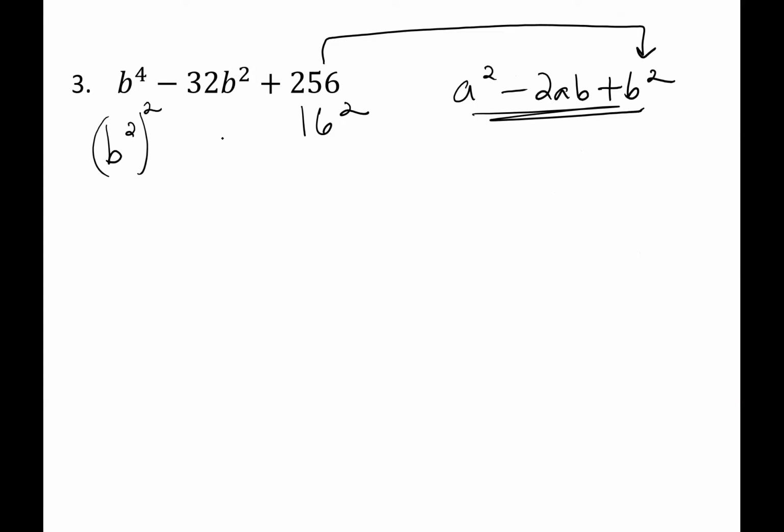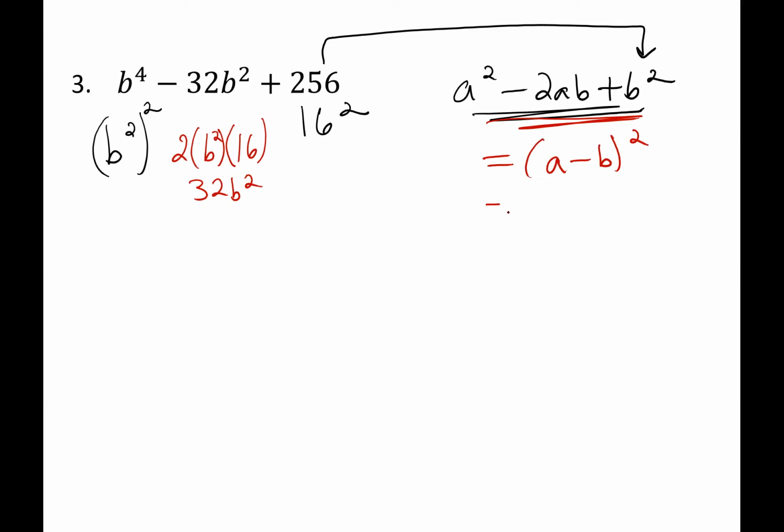And then finally our middle term, I need to check if that fits that pattern of 2ab, 2 times b squared times 16. Yeah, that is 32b squared. Okay, so it looks like we're all set to use this formula. So when we factor it, it would be a minus b squared. So b squared minus 16 squared. All right, so let's write that out. B squared minus 16 squared.